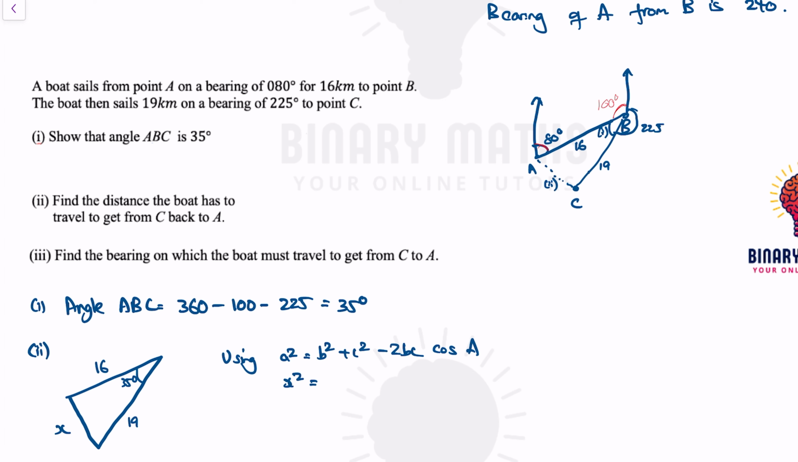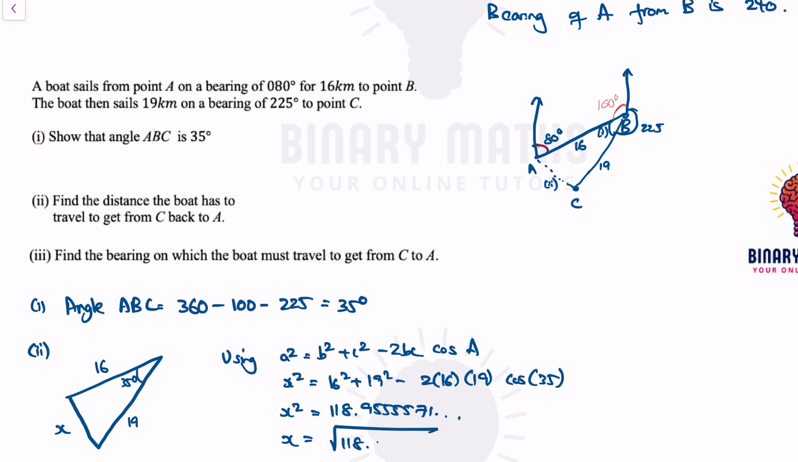x squared will be equal to 16 squared plus 19 squared minus 2 times 16 times 19 times cosine 35, which means x squared must be equal to 118.95555571, which means x must be the square root of this number, which means x must be equal to 10.90667, which means x must be equal to 10.9 kilometers to 1 decimal place.